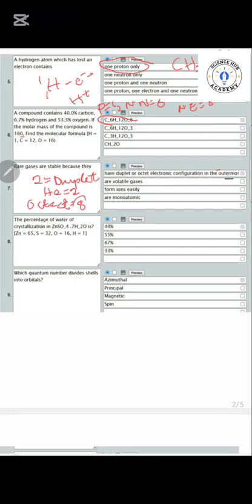So they have 8, or 2 for helium, as the stable configuration, or the number of electrons in the valence shell. So which of the following is actually appropriate for that? Rare gases are stable because they have duplet or octet electronic configuration in their outermost shell. So that's most appropriate. So number 8, here we have to calculate the percentage of zinc sulfate, which is heptahydrate.